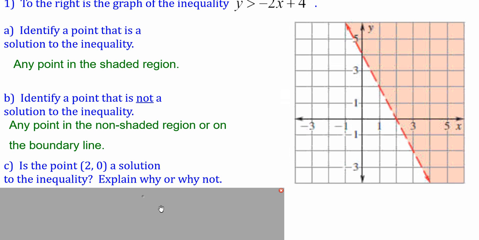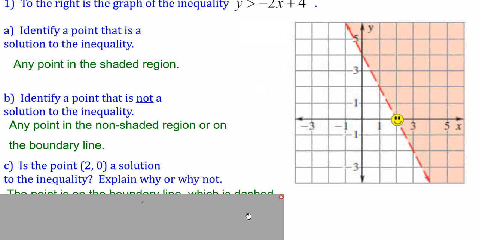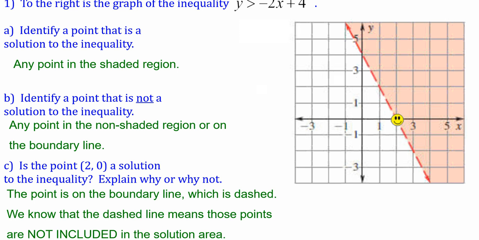Our last question: is the point 2, 0 a solution to the inequality? Well, here's our point 2, 0, and as you can see, it's on the boundary line, so it would not be a solution to our inequality. Remember, the boundary line, when it's dashed, shows that those points are not included in the solution area, so it would not be a solution to our inequality.